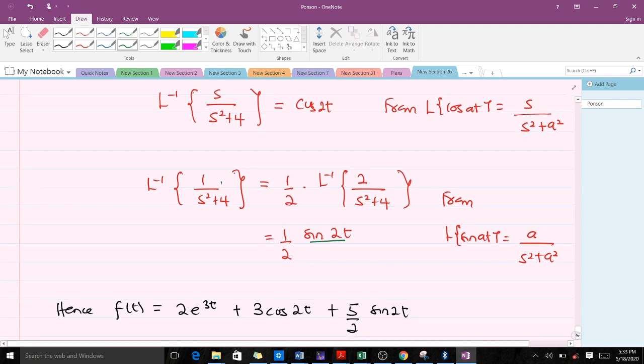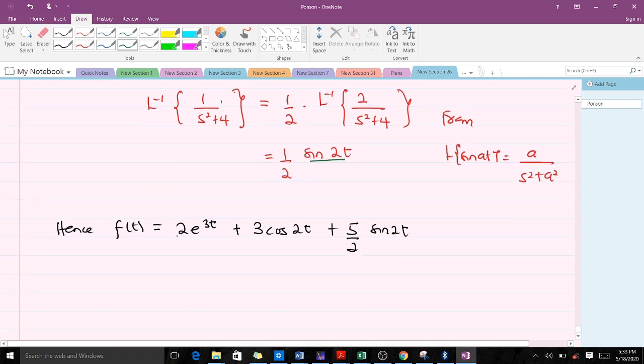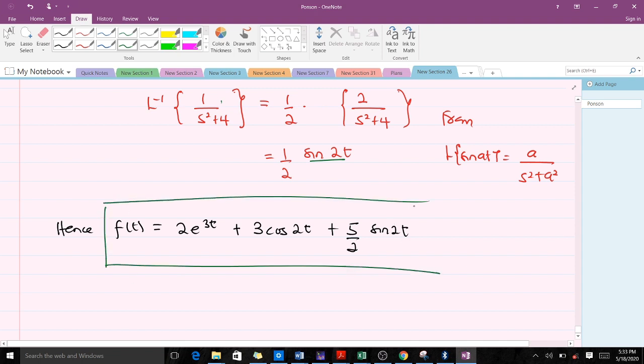So substituting them into our formula, we have 2e^(3t) plus 3 cos 2t plus 5 over 2 sine 2t, and this happens to be the Laplace inverse, or inverse Laplace, of the expression that we had over there.